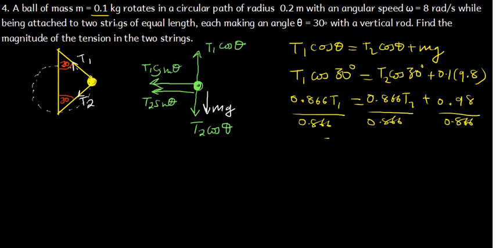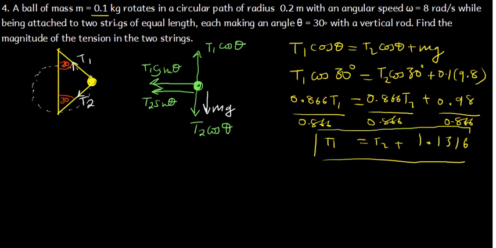Well, at this point I can divide everything by 0.866. So we remain with T1 being equal to T2 plus 0.98 divided by 0.866. That will give us about 1.1316. Okay, there. So this is the equation that you find when you are dealing with the y components.